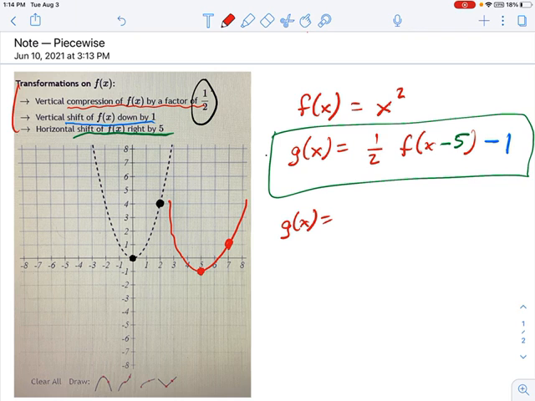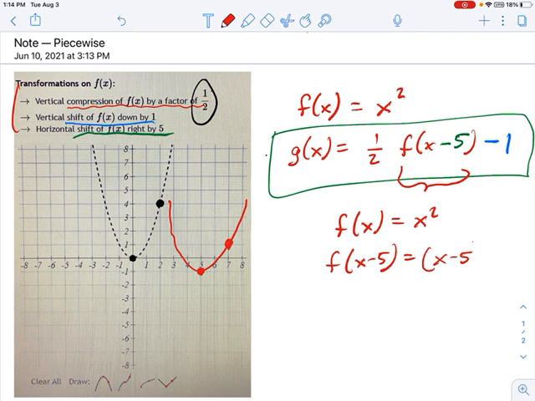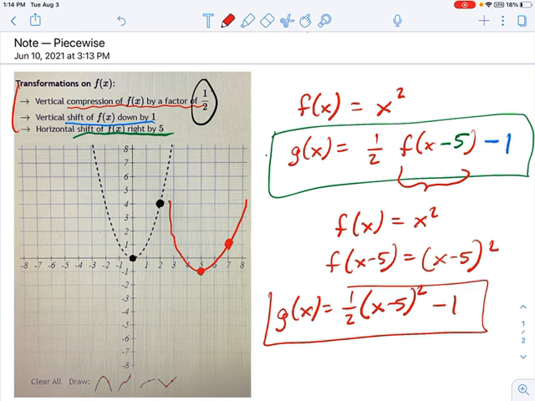Okay, not using function notation. Here, let's back up a little bit. What is this thing? This f of x minus 5. Well, if f of x equals x squared, then f of x minus 5 equals (x minus 5) squared. Okay, and that means g of x equals 1/2 (x minus 5) squared minus 1. That'll be your answer for the equation in regular equation form.